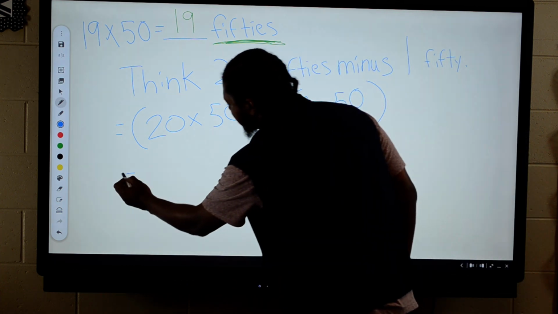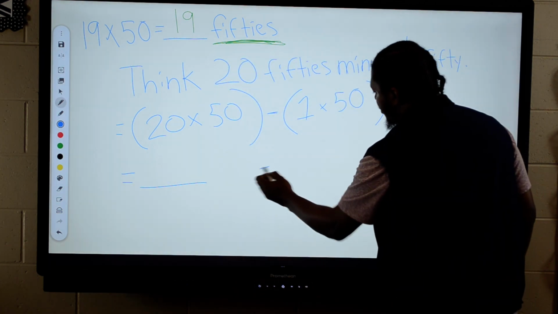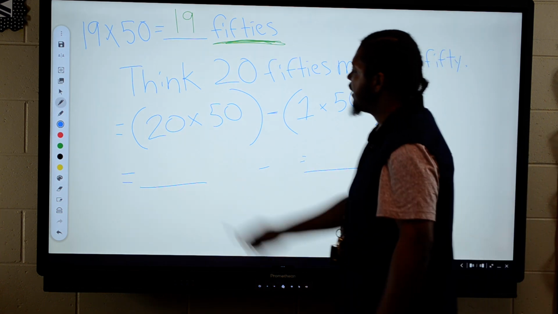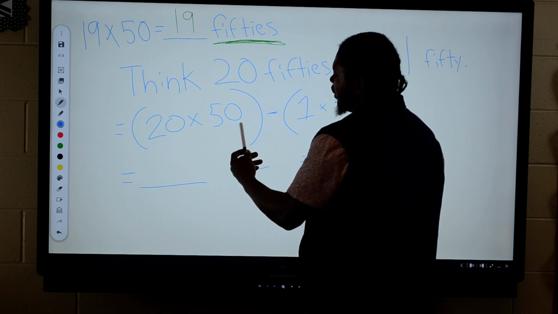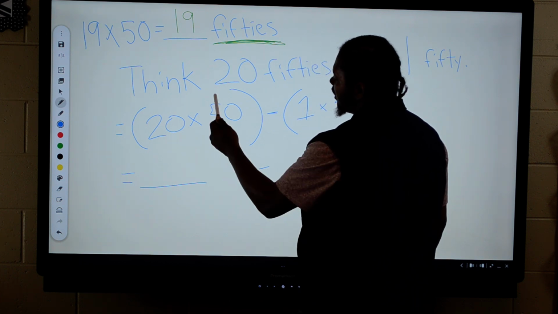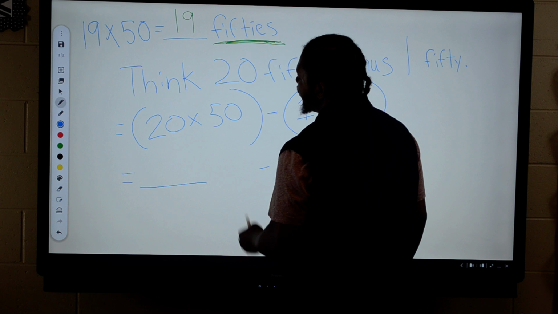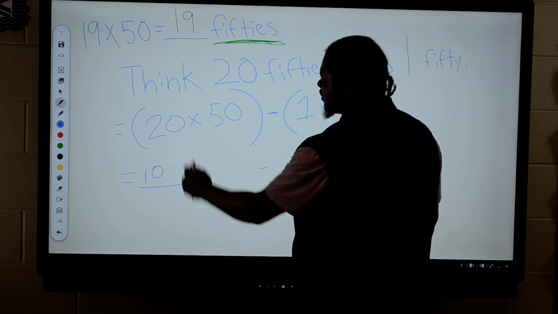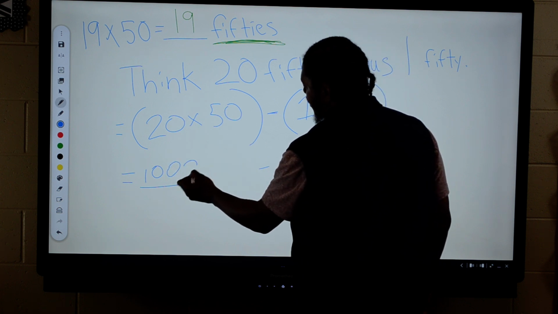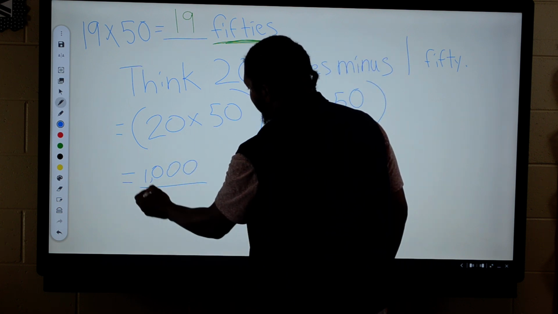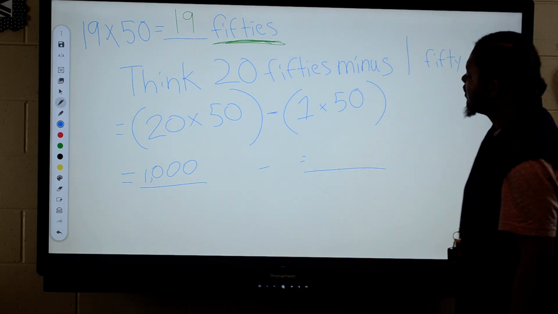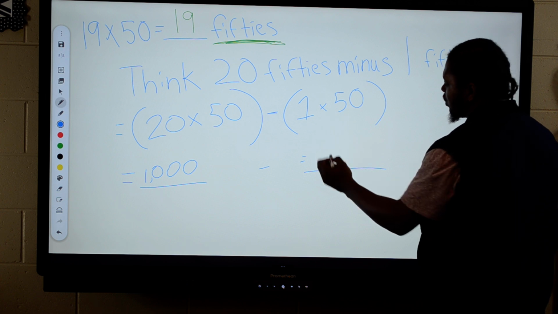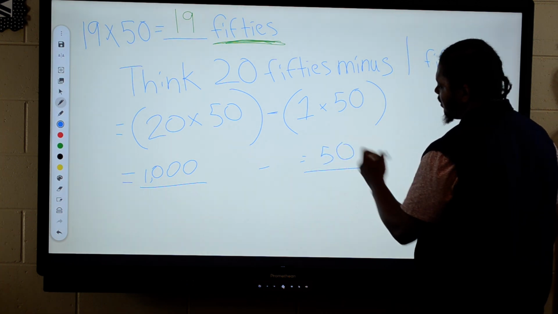So here, we're going to solve each problem that's in our parentheses. Okay? So we have 20 times 50. And we know how to multiply numbers like this by doing our non-zero numbers, 5 and 2. 5 times 2 leaves us with 10. And then we have to count our zeros in the equation. So we have 1, 2 zeros. So 20 times 50 is 1,000. And then over here, we have 1 times 50. And we know anything times 1 is itself. So 50 times 1 is going to be 50.